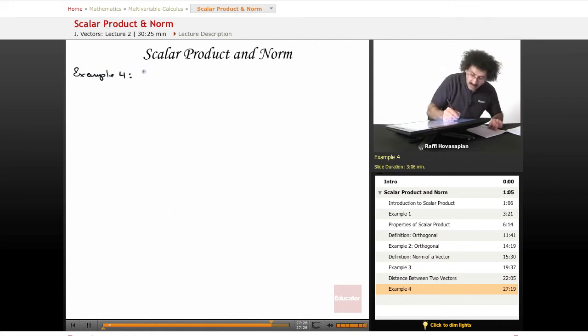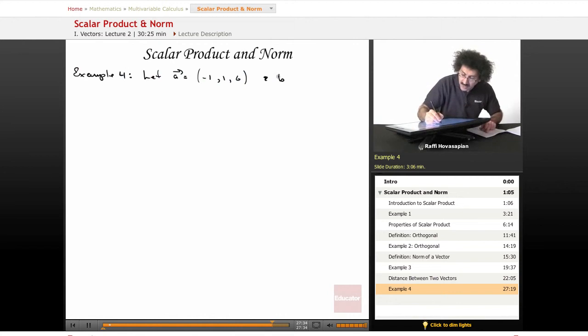Example 4. Let A equal the vector (-1, 1, 6), and B equal the vector (1, 2, 3). Again, these are three vectors. They're points in 3-space.